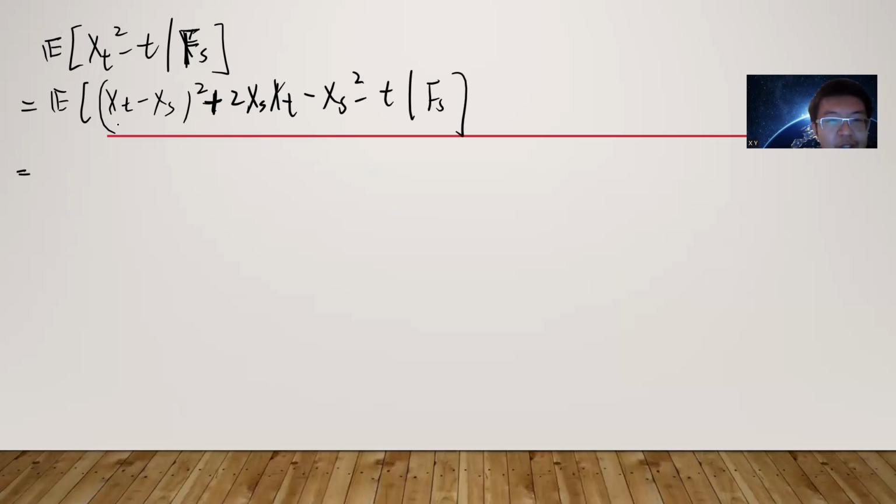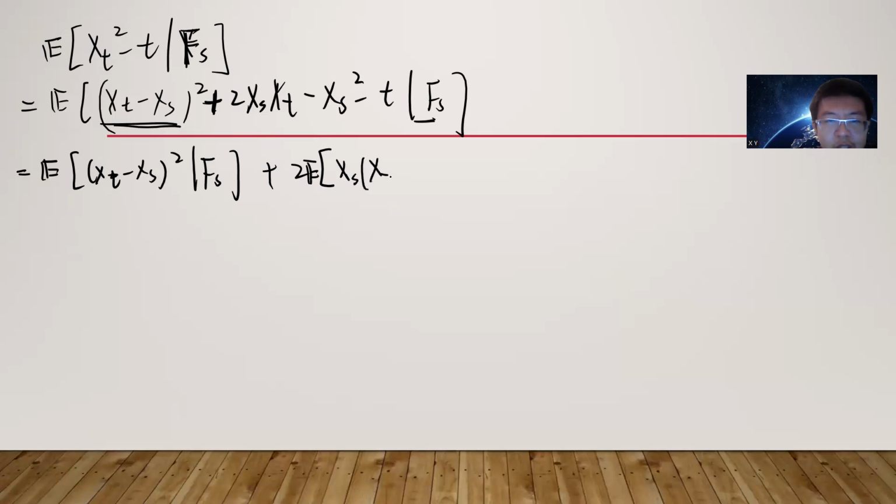And so for this term, we take the expectation value of X_t minus X_s, squared, given F_s, plus 2 times the expectation value. Let's do it again, right? Let's say doing X_t minus X_s plus X_s squared. So we should add it, right? So we get the expectation value of X_s squared given F_s minus t.